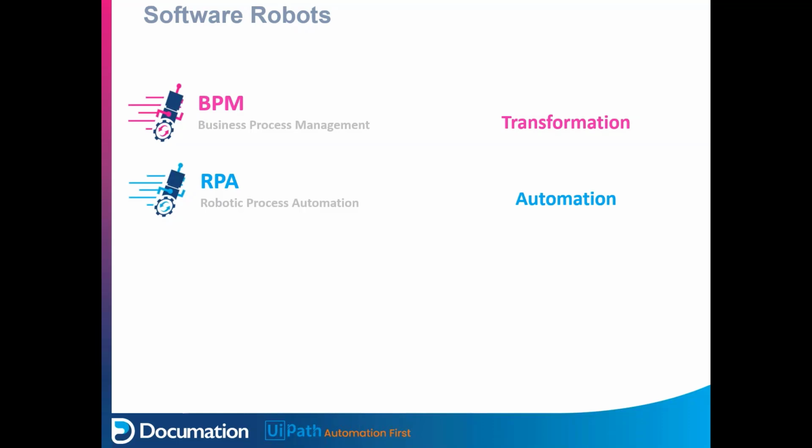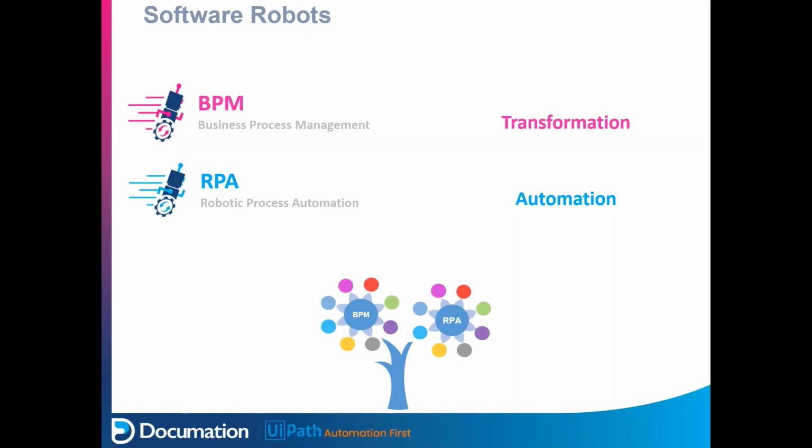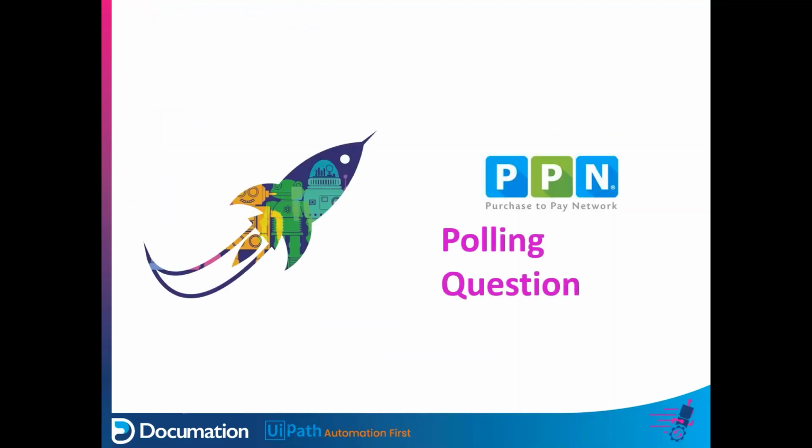This is clearly a simplification in order to get the message across today. But what we can see straight away is that BPM and RPA are branches of the same tree. They overlap in many areas, but they tackle the task of automation in very different ways. So at this point, I'm going to hand you back to Ellen, and we'll go through a polling question.